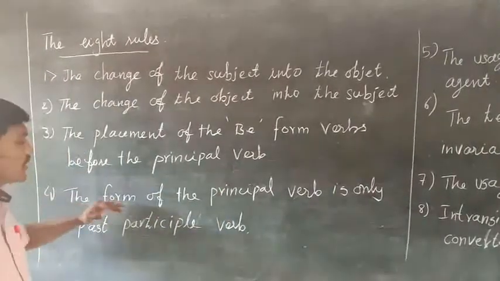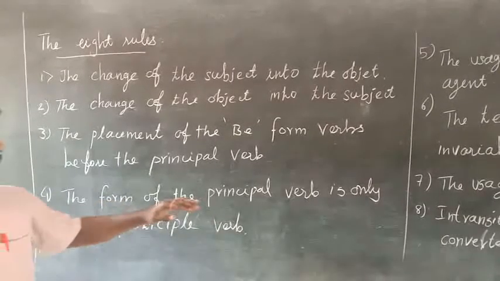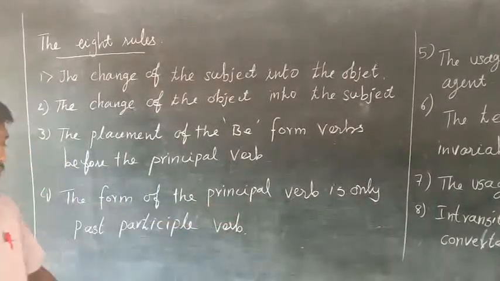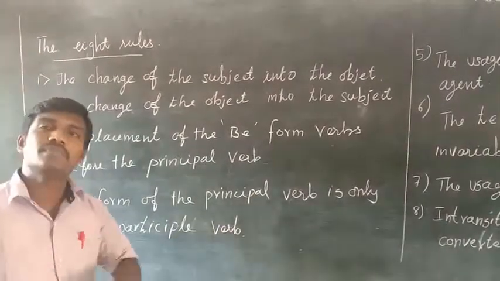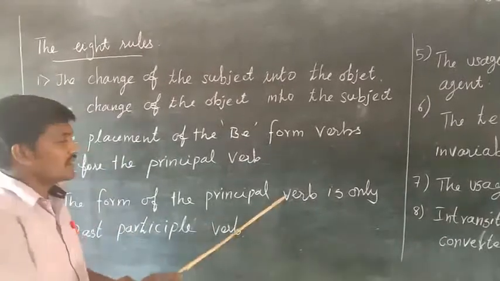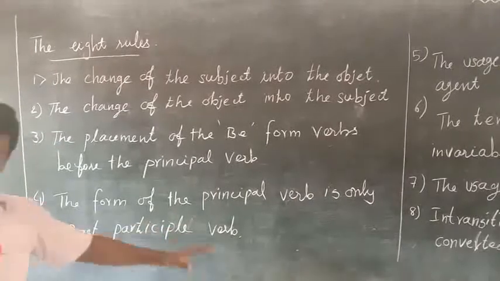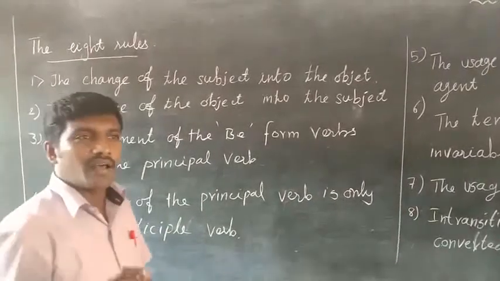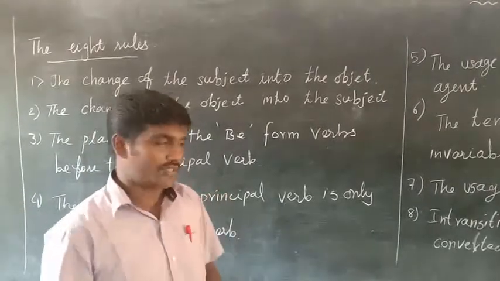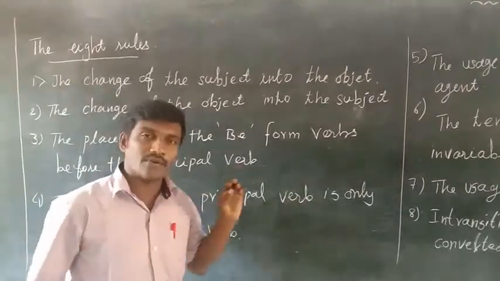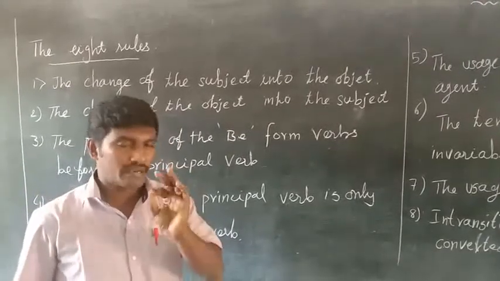And the fourth rule, the form of the principal verb. Principal means the action word in a sentence, the principal verb or main verb, the finite verb. Principal verb is only the past participle. Verb 1, verb 2, verb 3: we have to use verb 3. When you find the be form verb and the V3 form in a sentence, that is called passive voice.